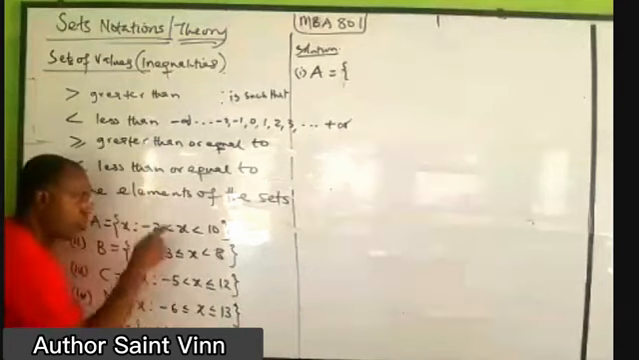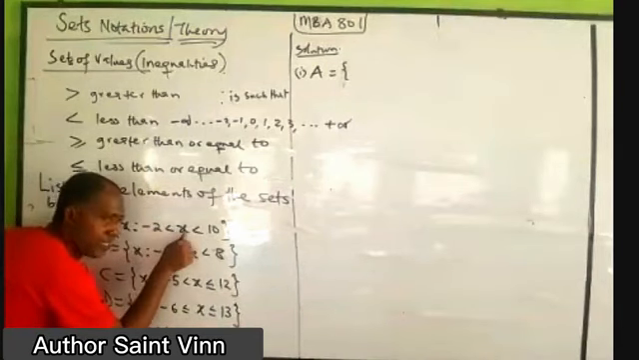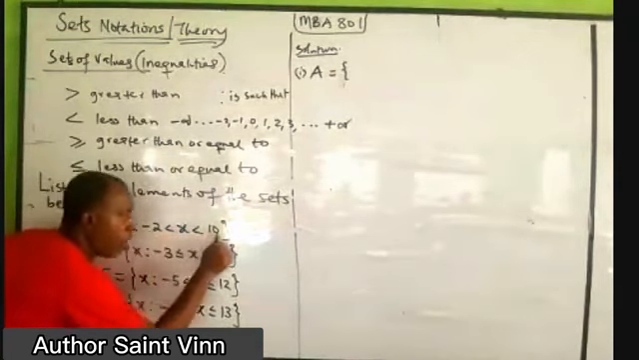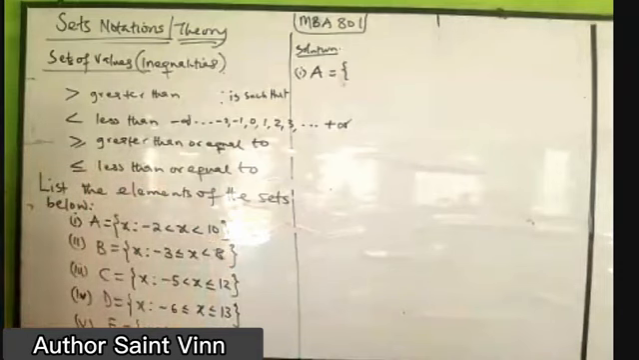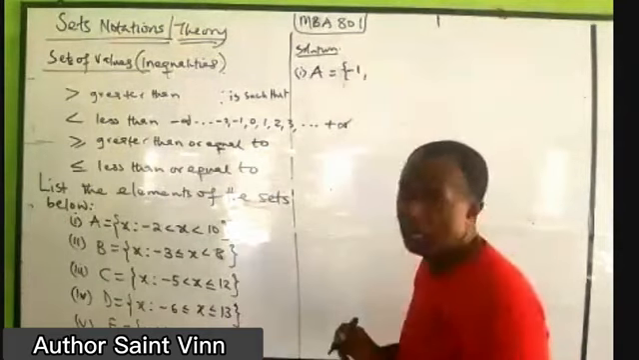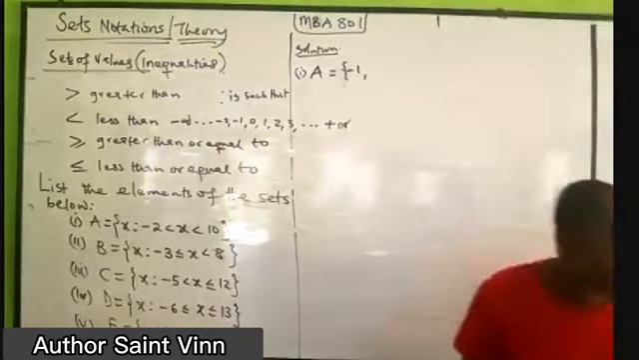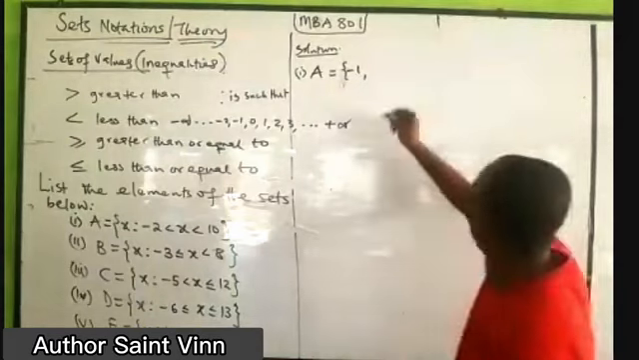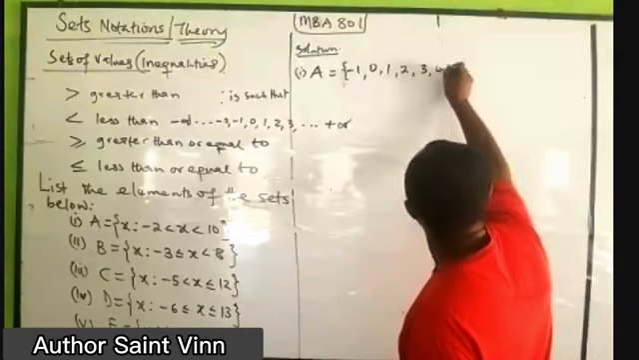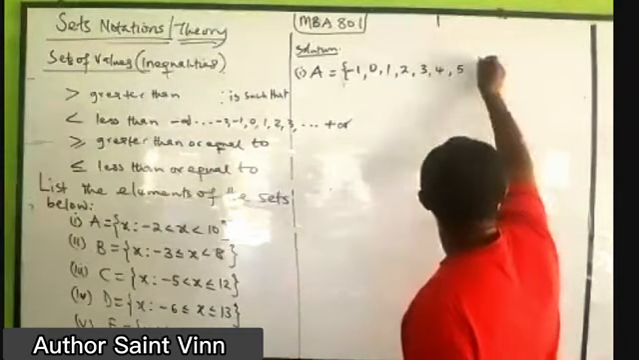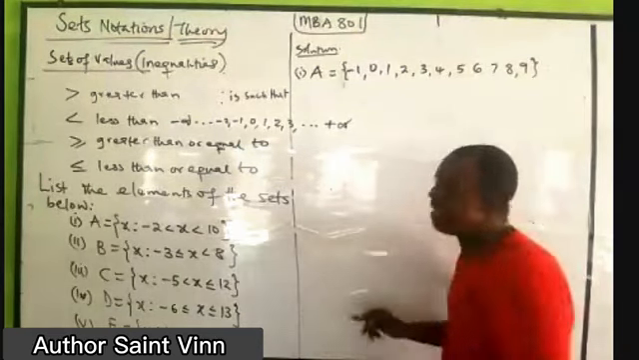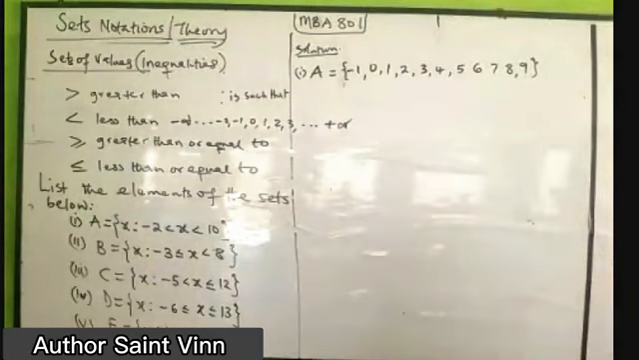In your interpretation of this combined inequality, x must be greater than minus 2, but less than 10. If x is bigger than minus 2, the next number is minus 1, because minus 1 is more than minus 2. Then the next one, and so on, up to 5, 6, 7, 8, 9, because the question says less than 10. These are the elements of set A. Is it clear?